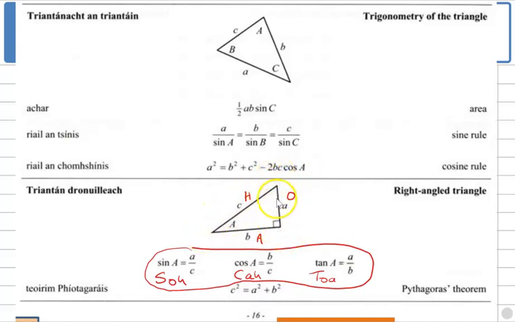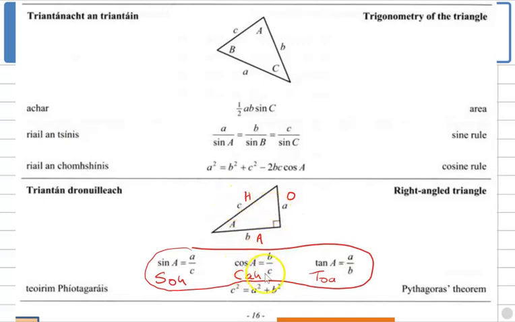The opposite is opposite the angle, A. And then the third side is the adjacent. It's adjacent to the angle. So you've got H, O, and A. And then the ratio that you are given is sine A equals A over C. So that's where you're going to get the SOH from. So sine A equals A over C. So the A being the opposite this time, and the C being the hypotenuse.